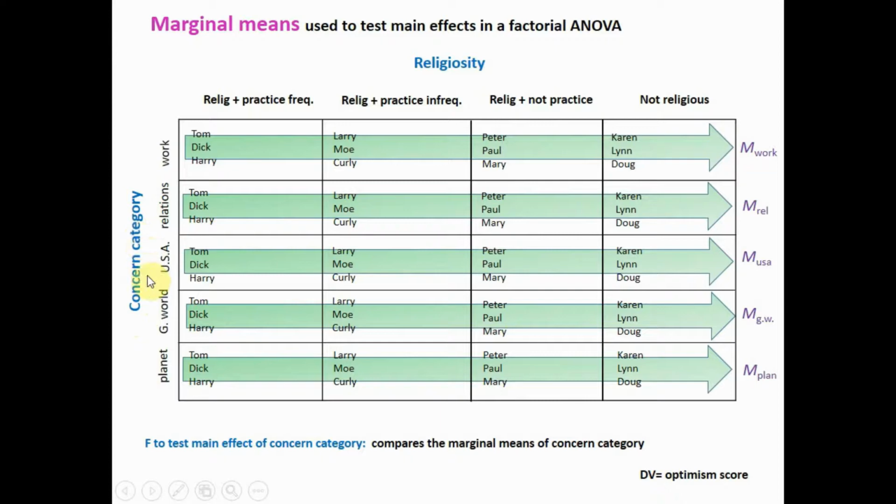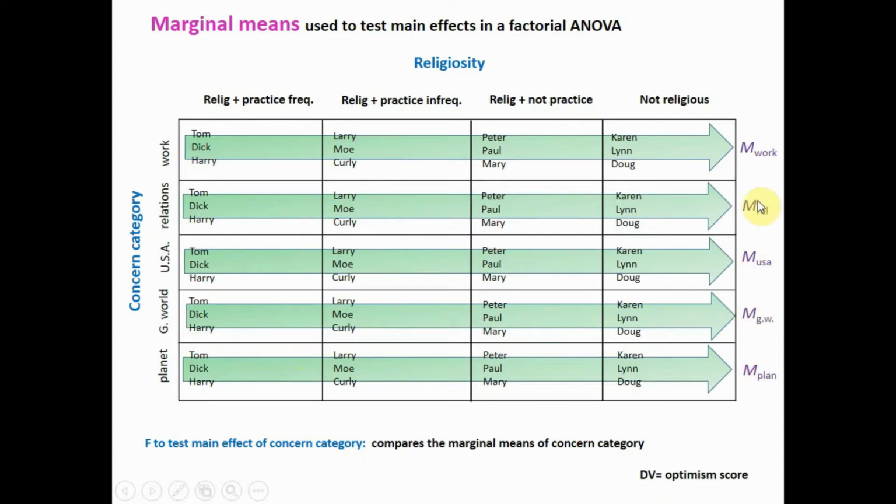So this time, remember that concern category is represented by rows. So what we're going to do is calculate the mean of all the scores in this row, and that will be called the marginal mean for work. Right? And then we're going to do the same thing, but this time we're going to look at relationships, and we are going to calculate the mean for all the scores in this row. All right? And we're going to do the same thing for USA and the global world and the planet, okay? So we're going to end up with, this time, 5 marginal means.